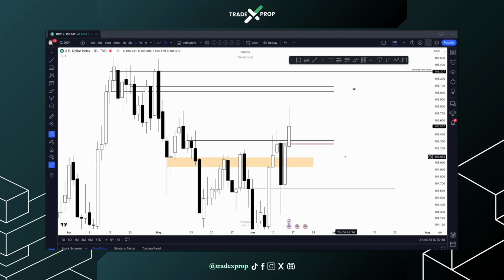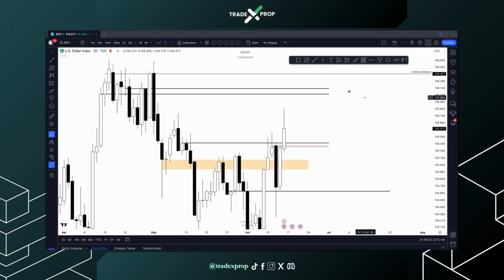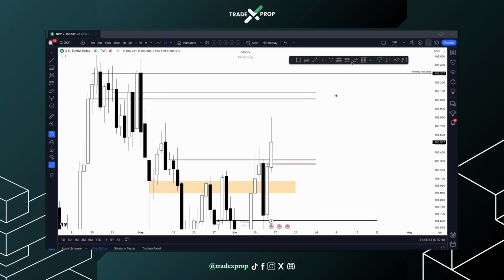And the reason I don't want to draw any of the other quote-unquote resistances or supports around these areas is because there are tons of levels that may be fresh here, but essentially this is current price action, and I always want to kind of deal with the newest price action available to us.